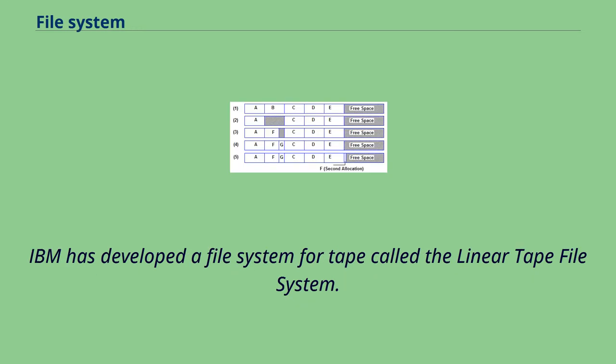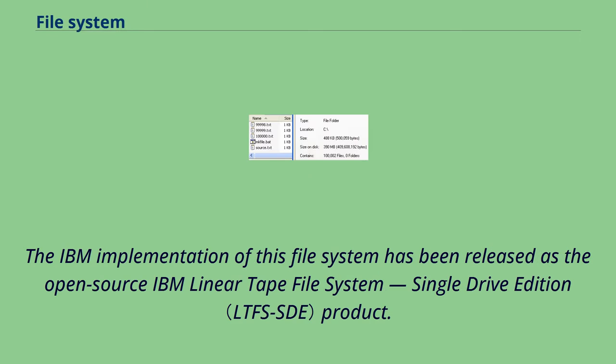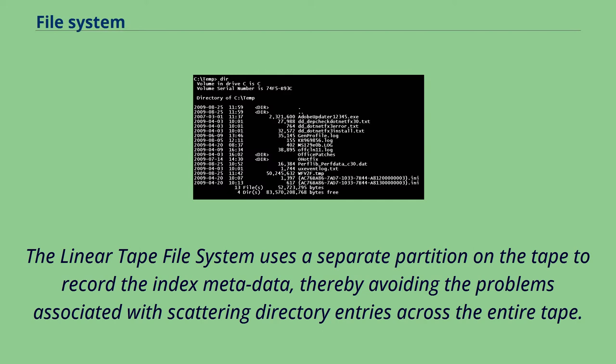IBM has developed a file system for tape called the Linear Tape File System. The IBM implementation of this file system has been released as the open-source IBM Linear Tape File System, Single Drive Edition product. The Linear Tape File System uses a separate partition on the tape to record the index metadata, thereby avoiding the problems associated with scattering directory entries across the entire tape.